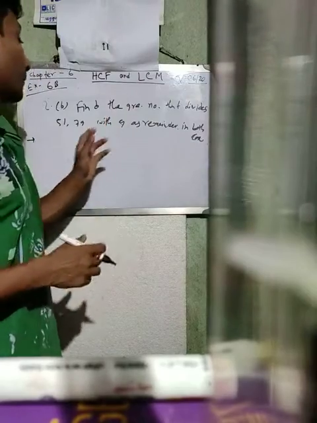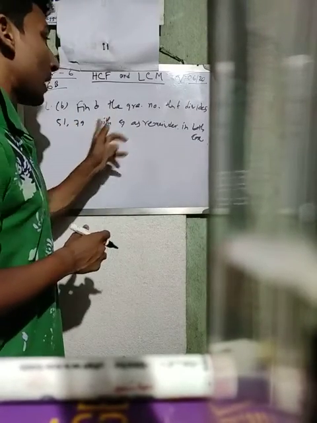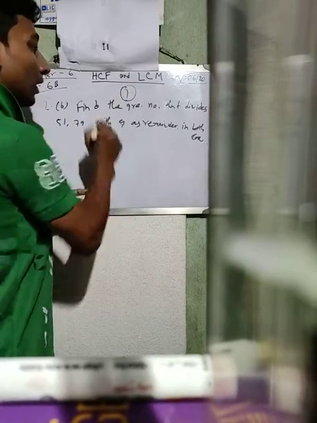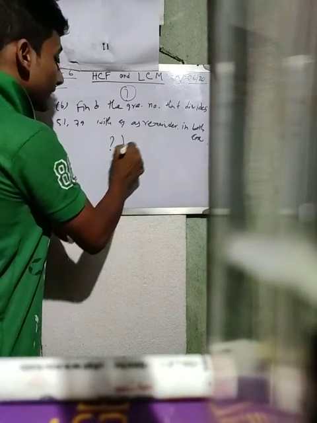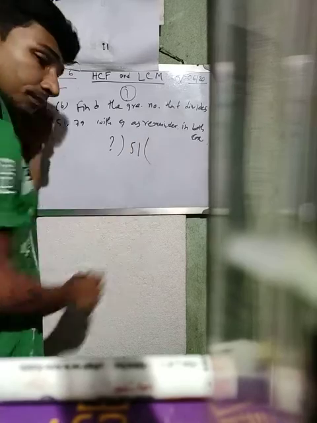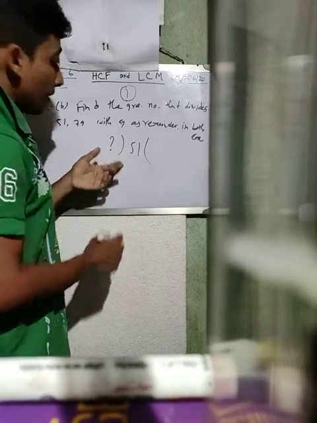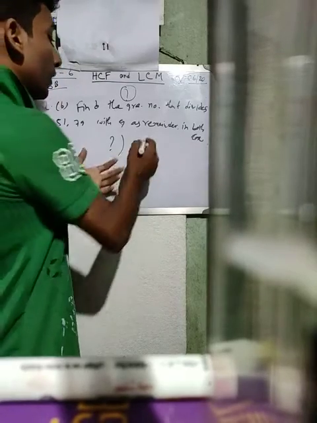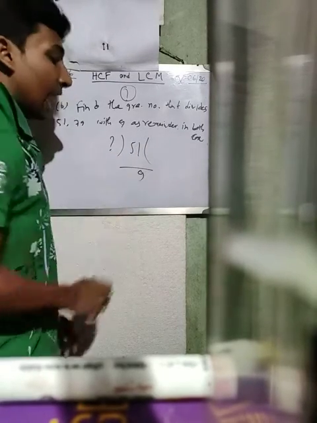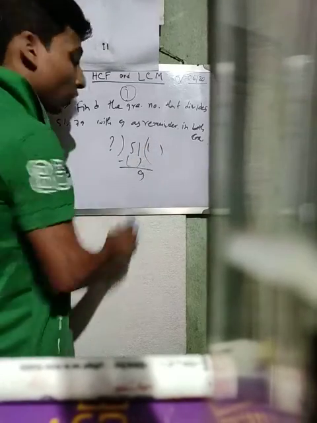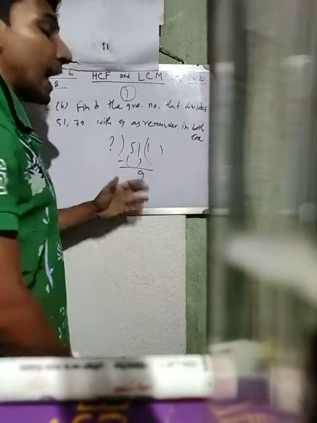That means if we divide these numbers with this greatest number, which you have to find, then we will have 9 as remainder. If we divide both the numbers with the greatest number, we will have 9 as remainder.